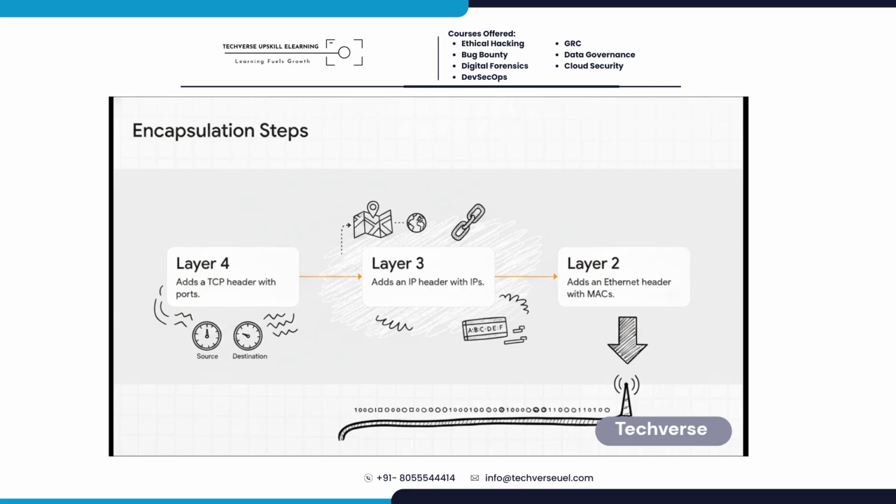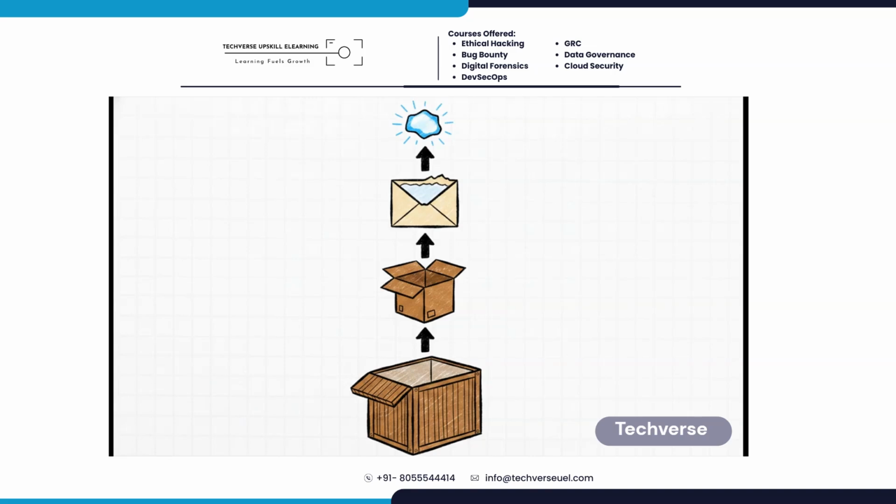As your data moves down the stack, each layer adds what's called a header, which is just the specific info it needs to do its job. First, Layer 4 slaps on a TCP header containing the source and destination ports. Then it hands it down to Layer 3, which encapsulates all of that inside an IP header containing the IP addresses. Finally, Layer 2 wraps the whole shebang inside an Ethernet header containing the MAC addresses. Only after all of that is it converted into physical ones and zeros and blasted out over the wire at Layer 1.